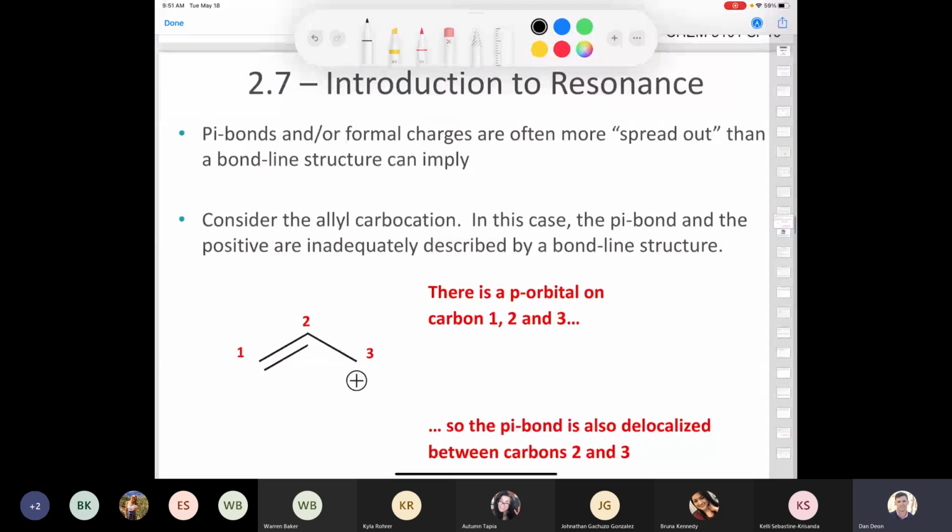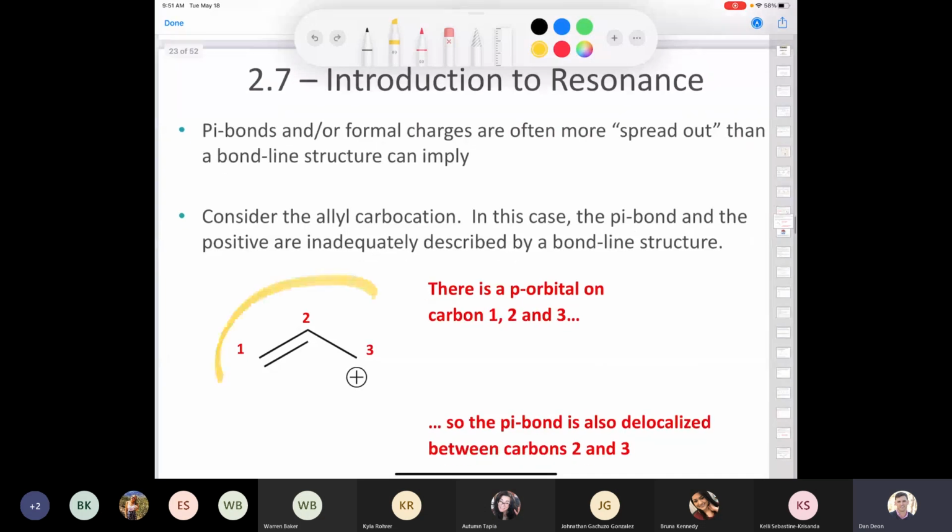It says pi bonds and/or formal charges are often more spread out than a bond line structure can imply when we just take it at face value. Consider this carbocation right here. This is called an allyl carbocation, this thing right here, okay? In this case, the pi bond and the positive charge are inadequately described by the bond line structure.